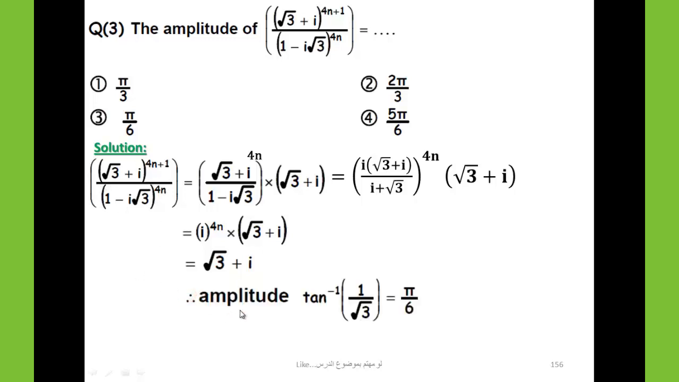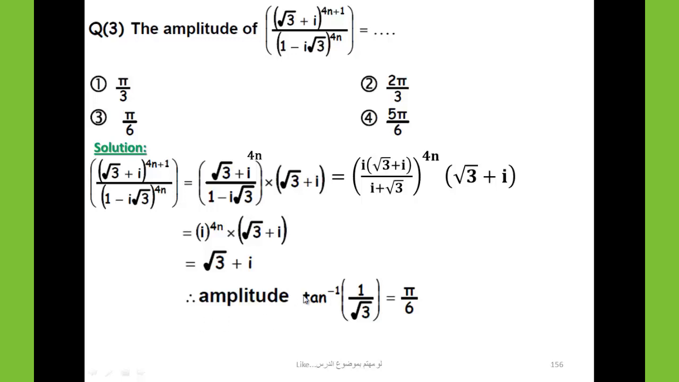And the amplitude equals tan inverse of 1 over root 3. It equals pi over 6 or 30 degrees. Okay, first we simplify the fraction, then we put it in the simplest form. It is the main idea, to put the fraction in the simplest form, root 3 plus i. And from that we can get its angle, theta.